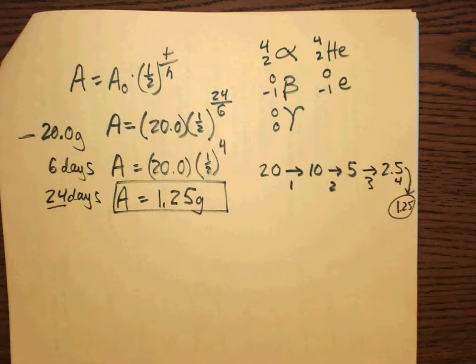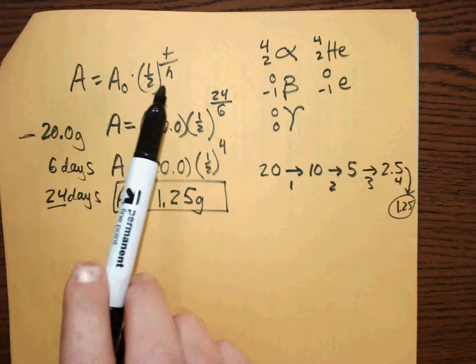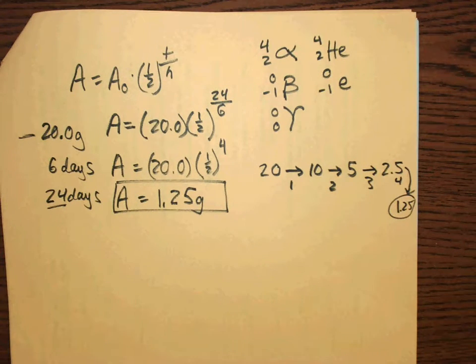we get 1.25. So if the equation is confusing to you, if plugging in the calculator is a little bit difficult, then go ahead and just cut it in half, however many half-lives the substance undergoes.